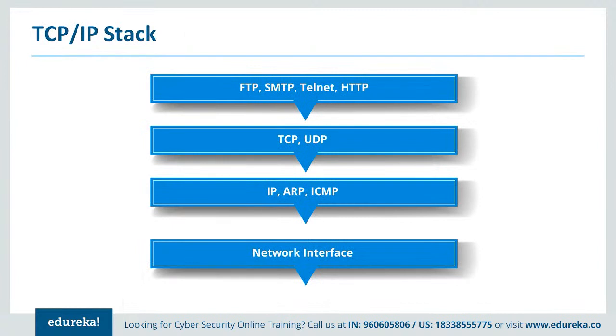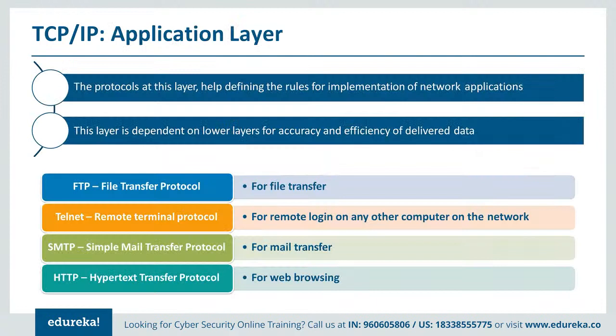So in the simple TCP/IP stack, what are the protocols used? The application layer uses FTP, SMTP, Telnet, HTTP, etc. The host-to-host layer uses TCP and UDP protocols. The internet layer uses IP, ARP, ICMP. And then the network interface layer. These are simple examples.